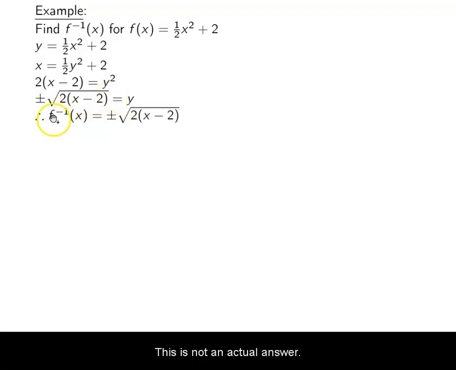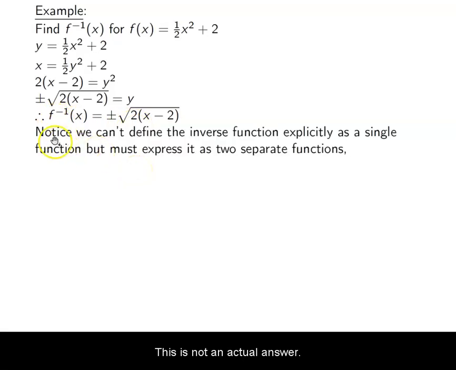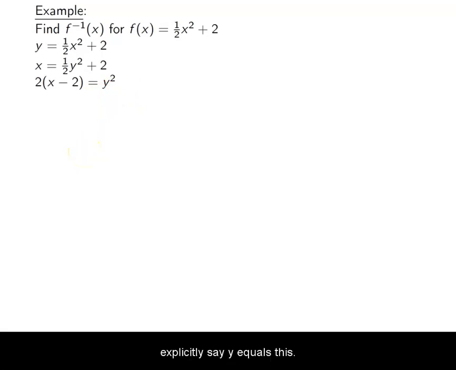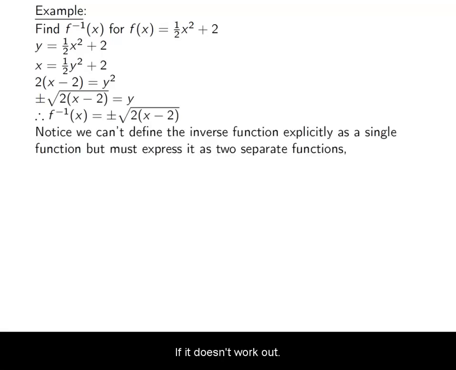Right? This is not an actual answer. Well, it's an answer, but it's not technically correct, right? I cannot define this inverse explicitly, meaning as a single function. I'd have to keep it as y squared equals 2x minus 2. This is called an implicit function because I cannot explicitly say y equals this, right? Because it doesn't work that way.